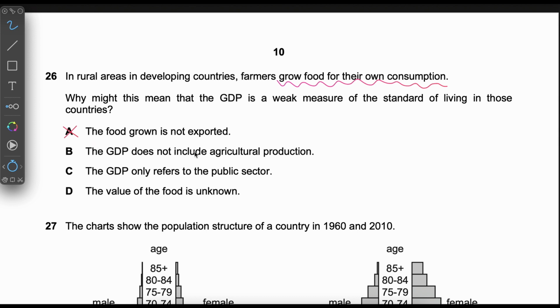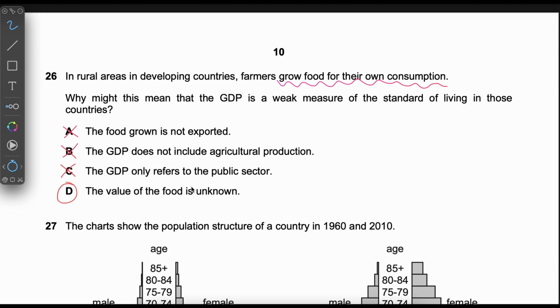The GDP does not include agricultural production. Absolutely not true. GDP does include agricultural production. The GDP only refers to the public sector. No. It refers to the public and private sector. By elimination, we get to D.